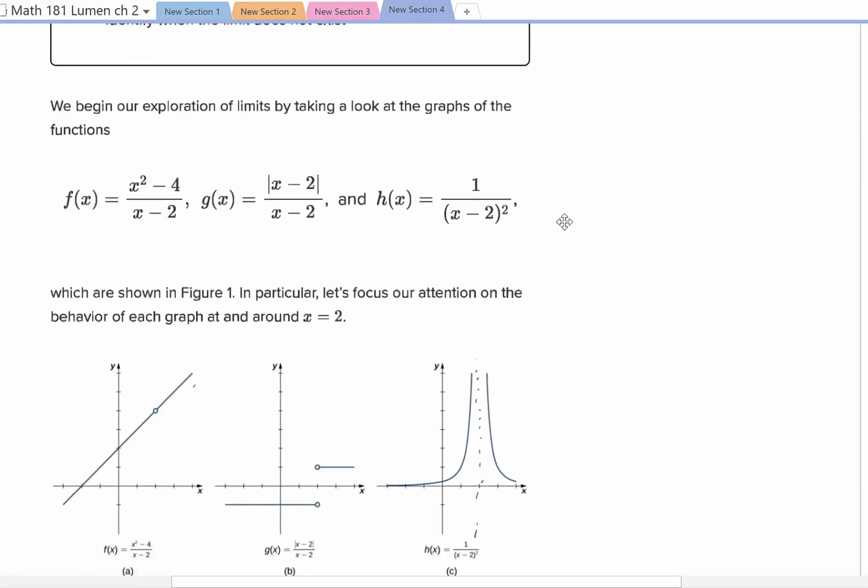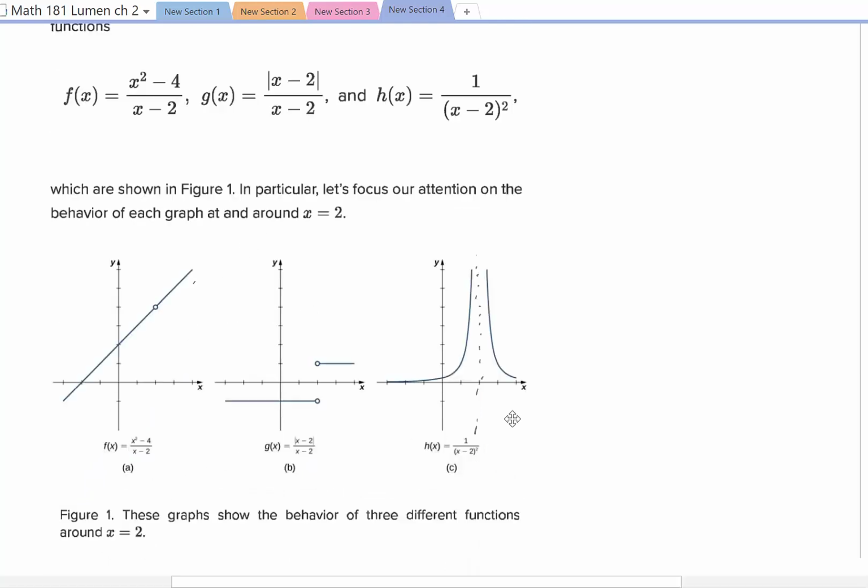So if we look at a couple of different functions here, we have f of x equals x squared minus 4 over x minus 2, g of x equals the absolute value of x minus 2 over x minus 2, and h of x equals 1 over x minus 2 squared. Something these all have in common is they're not defined for x being at 2. And we see the graphs of each of these down here.